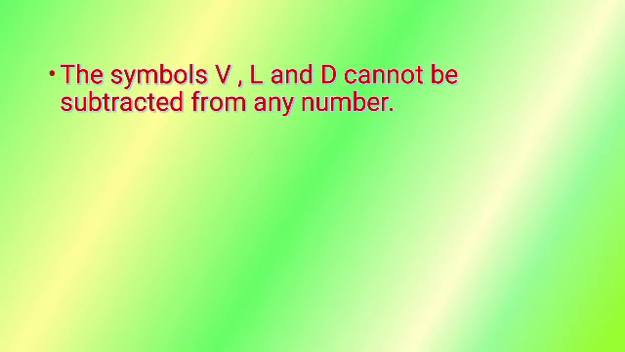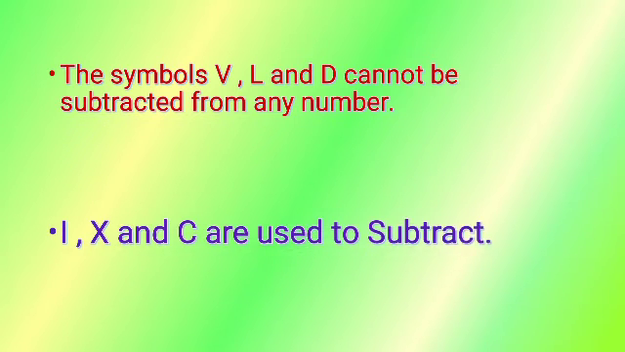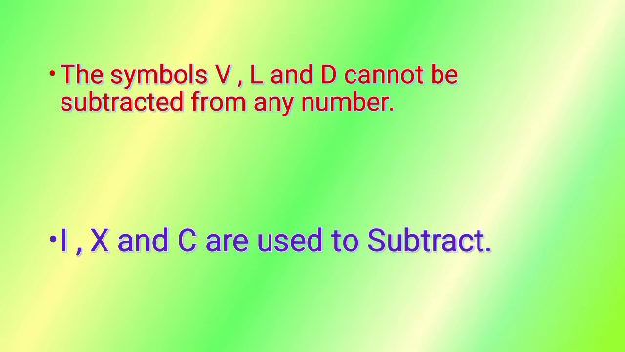The symbols V, L, D cannot be subtracted from any numbers. Next, I, X, C are used to subtract. These are the two important things. The symbols V, L, D cannot be used for subtraction and I, X, C are used to subtract.